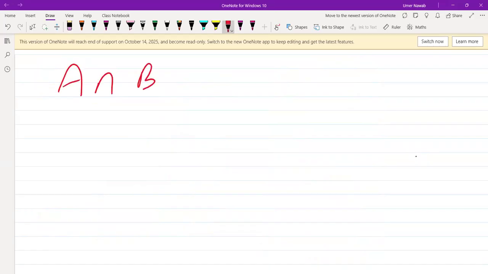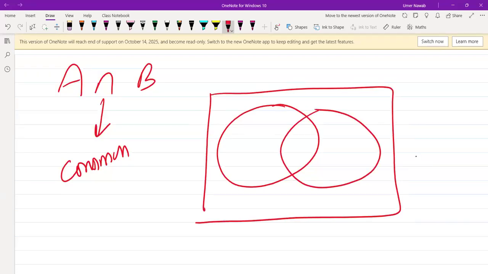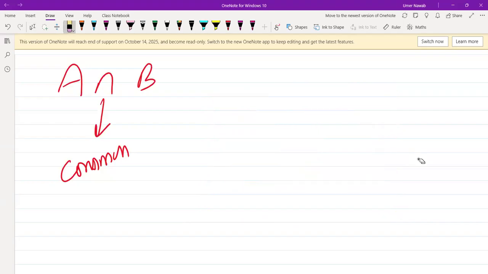A intersection B. So, intersection tells you common regions we have to take. If I have a circle A and circle B and there is a universal set, intersection tells you you just need to take the common region. But today I'm going to teach you another way. What is that?